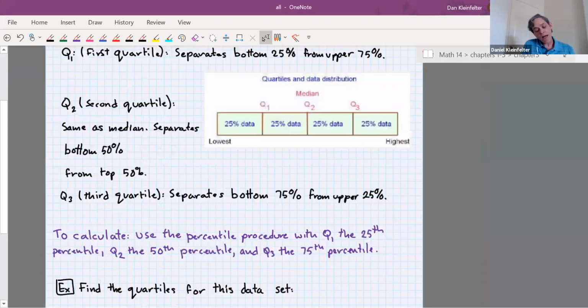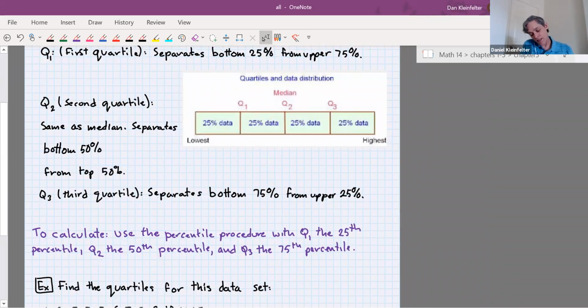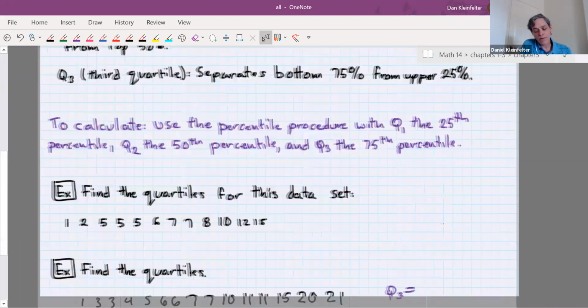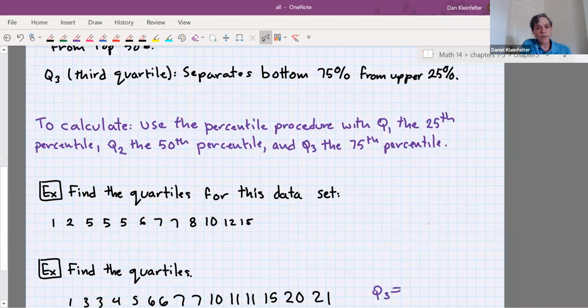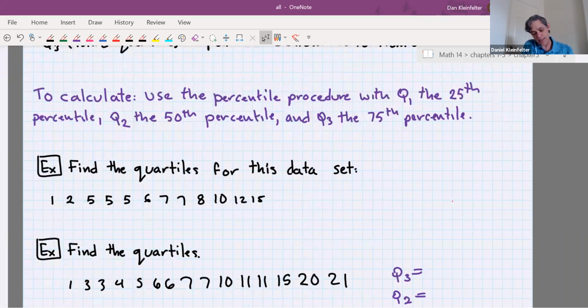Okay, so how you calculate this is you use that percentile procedure that we had before, using the 25th, 50th, or 75th percentile. So that flow chart that we had, you can use that to help you calculate percentiles, using that L formula with 25, 50, or 75. Frequently, when we're doing this by hand, our data sets are small enough that we can just look and find out. So let's try it on this one data set here.